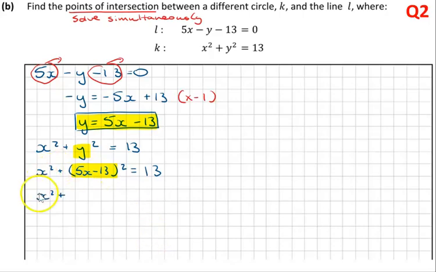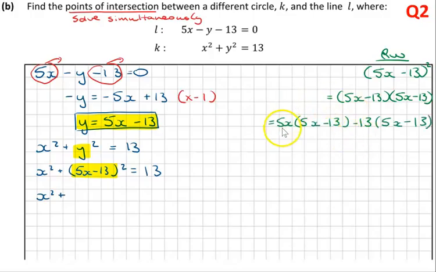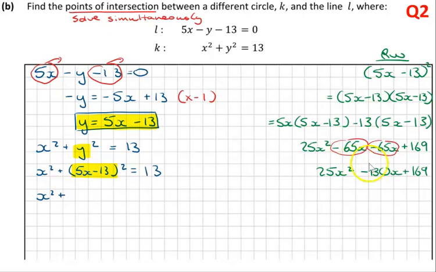So I'm going to bring down the x squared and the plus, and then 5x minus 13 to be squared. I'm going to do rough work. So 5x minus 13 to be squared is 5x minus 13 multiplied by 5x minus 13, which gives me 25x squared minus 65x minus 65x plus 169, which gives me 25x squared minus 130x plus 169. So I write that down here. So I had equals 13.